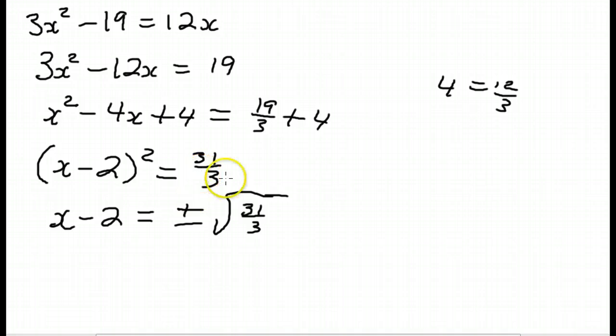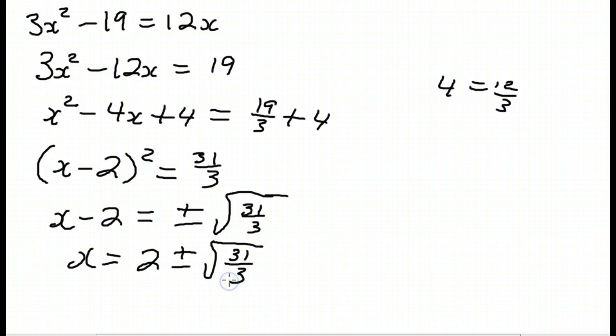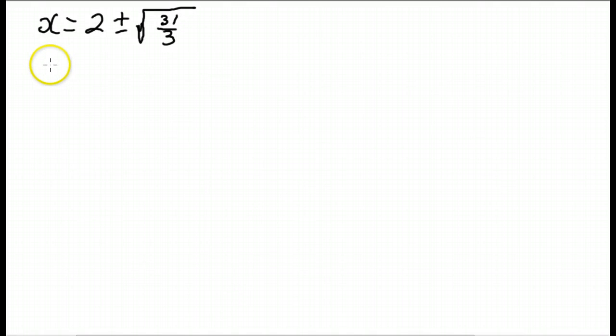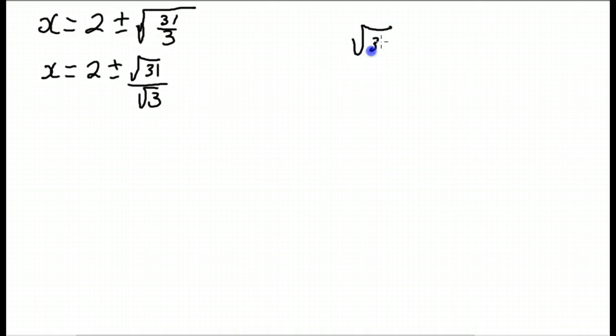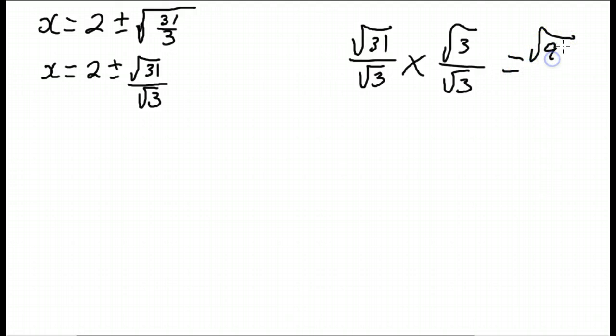Everything stays under the radical here since 3 doesn't have a square root. And add 2 to both sides. 2 plus or minus the root of 31 over 3. And okay, we can't leave this with a radical in the denominator. 2 plus or minus, think of it as root 31 over root 3. We need to get rid of that. So if you remember, rationalizing the denominator, we're going to have to multiply by root 3 over root 3, giving me root 93 over 3. So this is x equals 2 plus or minus root 93 over 3.